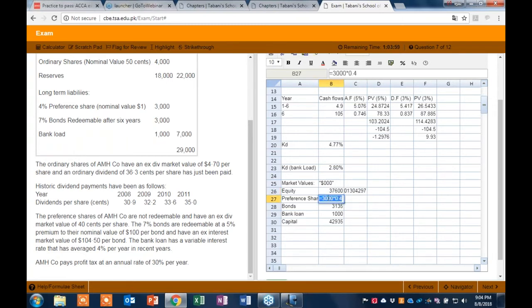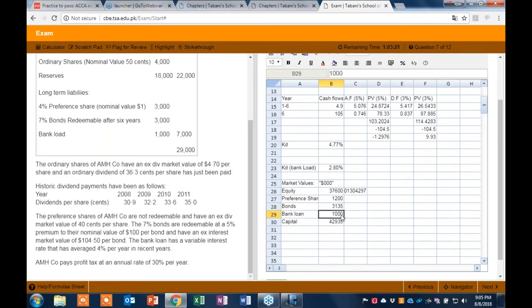Then preference shares, 3 million, as the par value was 1. So whether we divide it by 1 or we don't divide it by 1, the answer will remain the same. So it will be 3,000 into the market price per share, to get the total market value of the preference shares. Then we have bonds: the total par value of the bonds, which is 3 million, divided by the par value per bond to find the total number of bonds, and then multiply it by the current market price per bond to get the total market value of the bonds.